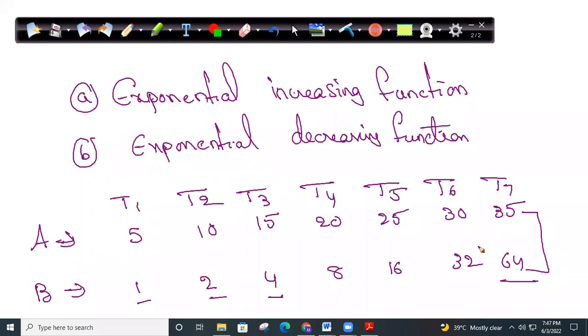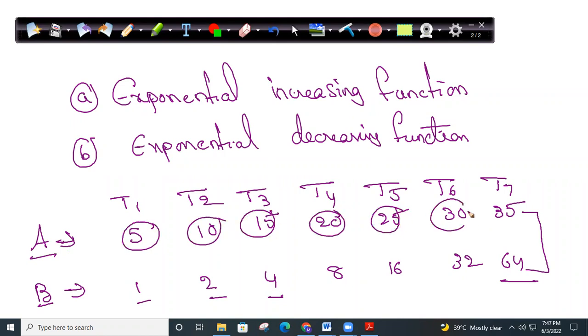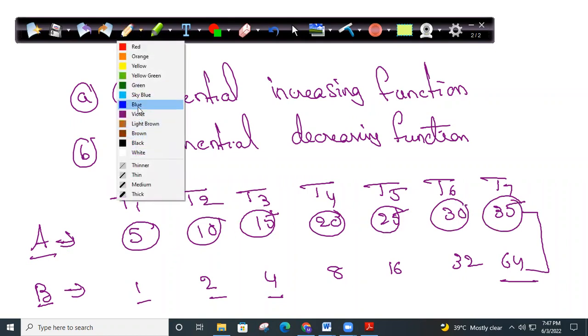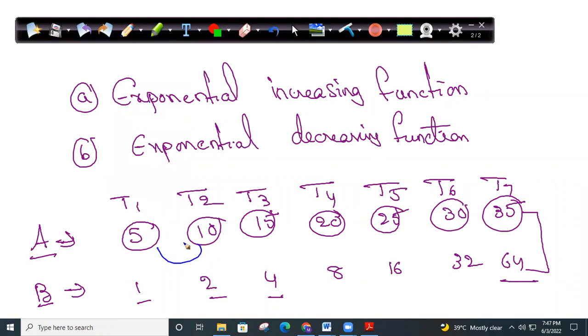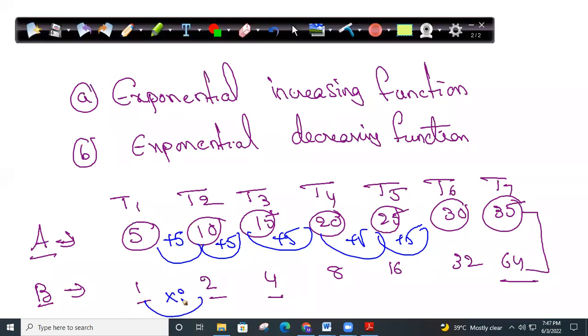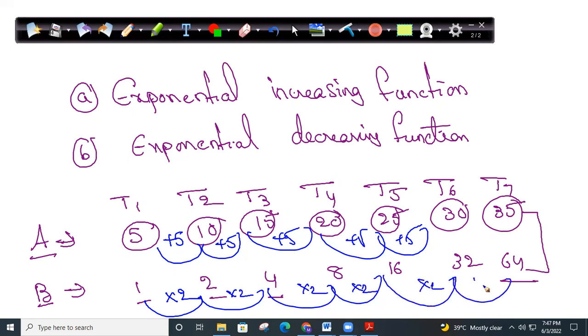So what I'm saying, student A is there, student B is there. Student A got 5 marks, 10 marks, 15 marks, 20 marks, 25 marks, 30 marks, 35 marks. If you see the number of marks he obtained, what is happening here? The marks he obtained are increasing by 5, 5, 5, 5, 5. Now, in the second student's case, doubling, doubling, doubling, doubling, doubling, doubling.